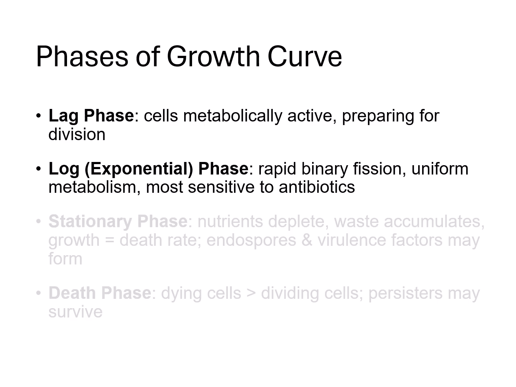All right, let's look at these phases a little bit more closely. Remember that when we plot the number of living cells over time in a closed culture, we're going to see 4 distinct phases. The first phase being the lag phase, where cells are metabolically active, making enzymes and repairing damage, but they're not dividing yet. Sometimes you'll see a slight increase in the slope, but very insignificant. Then we have our log or exponential phase, where the cells are dividing very rapidly by binary fission. Growth rate is maximal and uniform. This is also when cells are most sensitive to antibiotics.